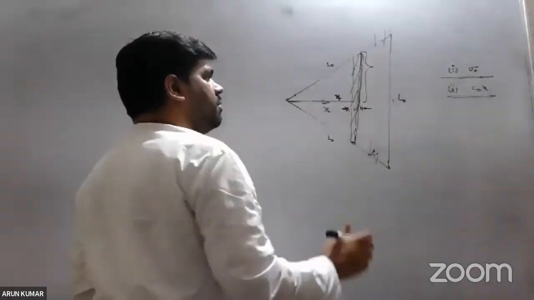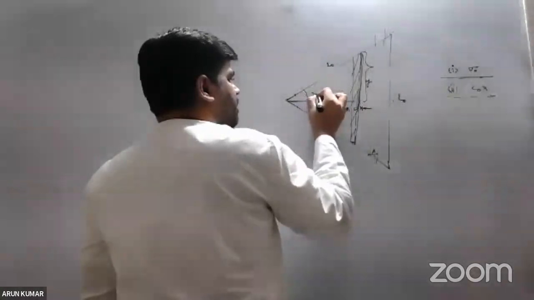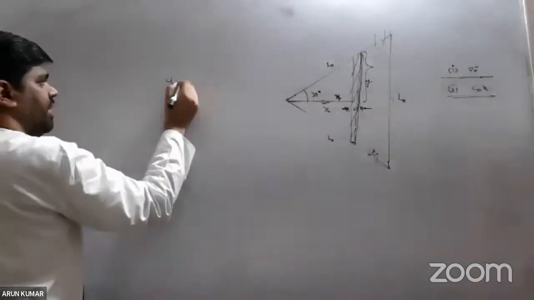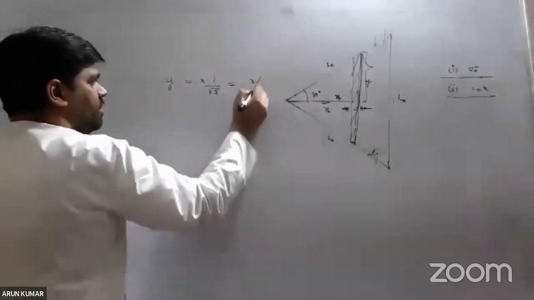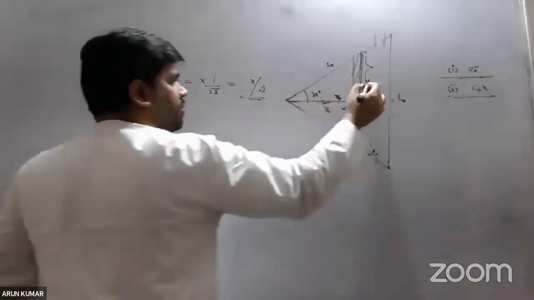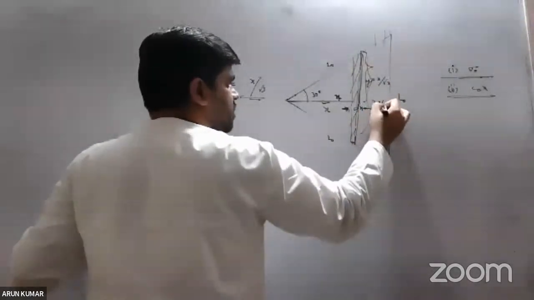Yes, sir. So let us say this is y. Y by x is equal to tan theta, tan 30. Y is equal to x tan 30, which is x by root 3. So this is x by root 3. So the total will be 2x by root 3.